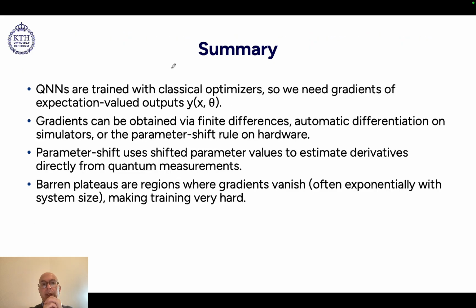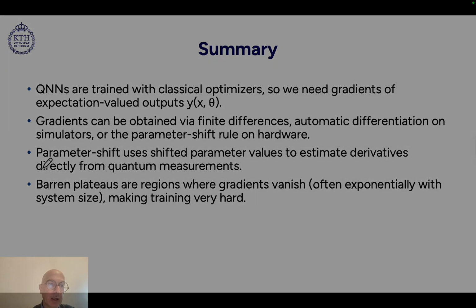In summary, QNNs are trained with classical optimizers, so they are inherently heterogeneous. There are three techniques: finite difference, automatic differentiation, and parameter shift rules. And one of the major problems we have in training quantum neural networks is the barren plateau.